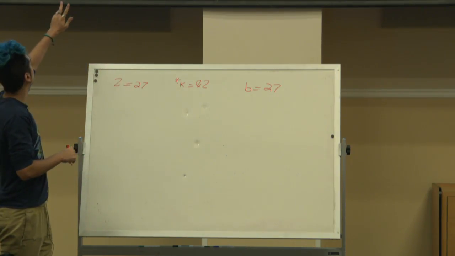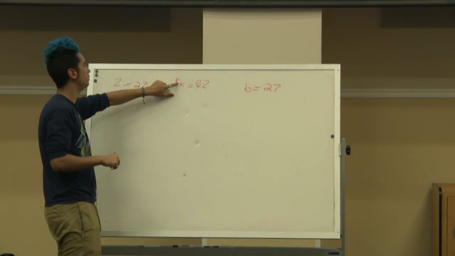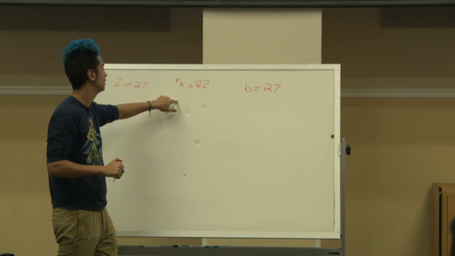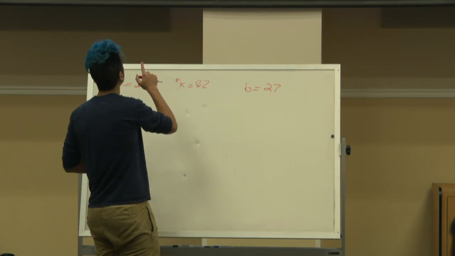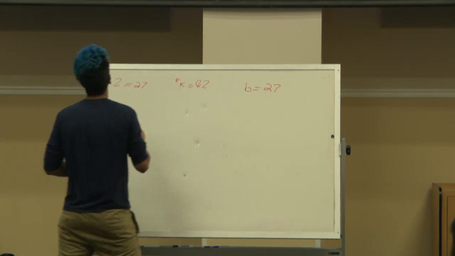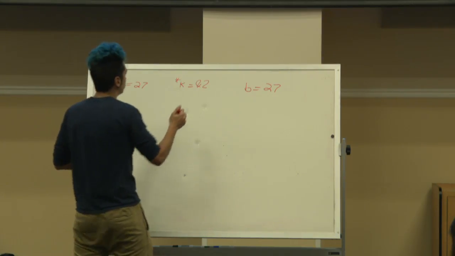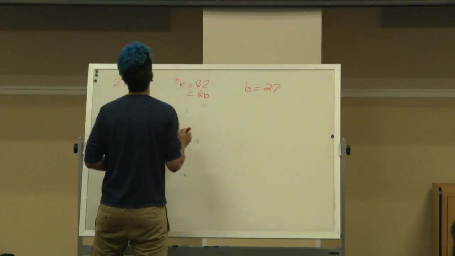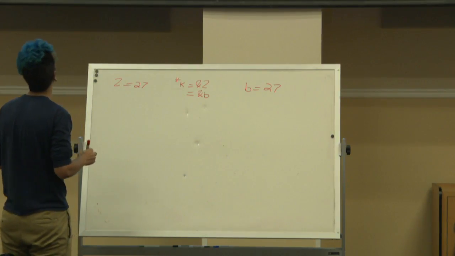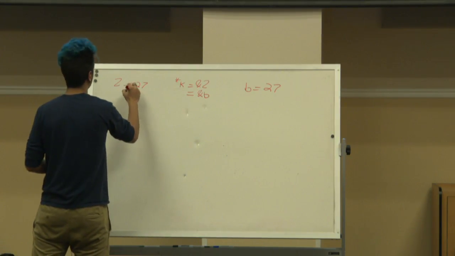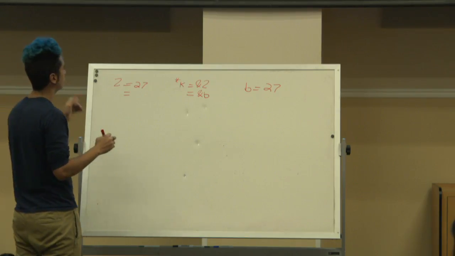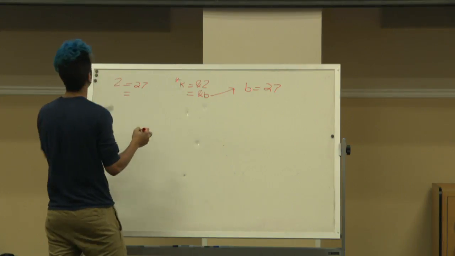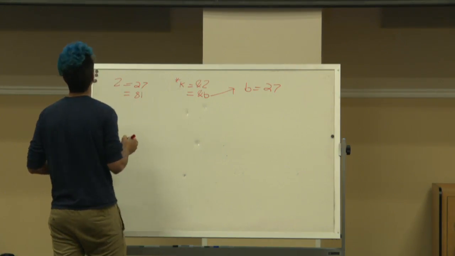Because after you declare it with that asterisk, anytime you have that asterisk there again, it means you're dereferencing it. So right away we dereference it and we give that value to B. Then we set K equal to the address of B. And then we say Z, so we know we're going to change the value here, is equal to dereferenced K, which is 27, times 3, which is 81.